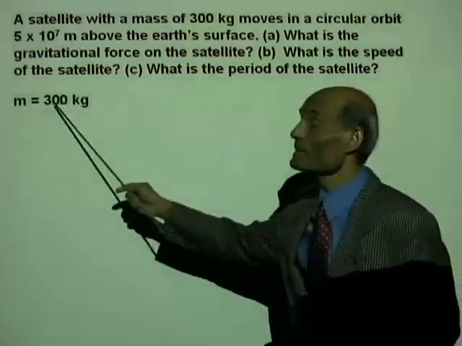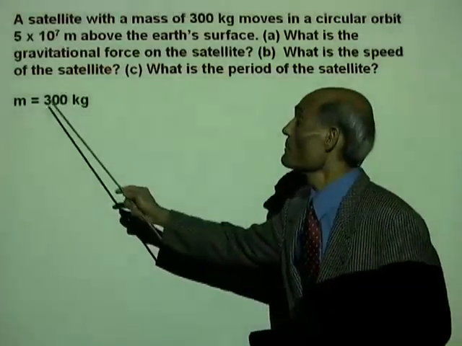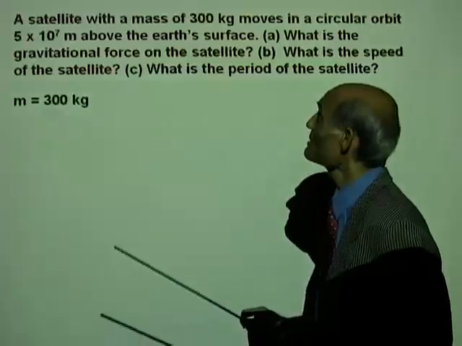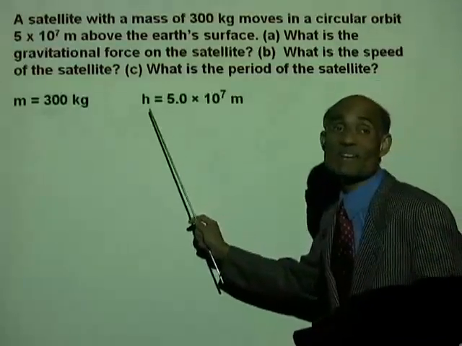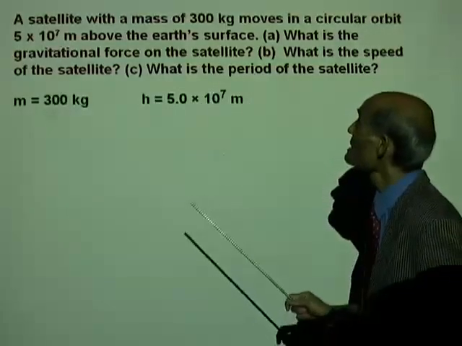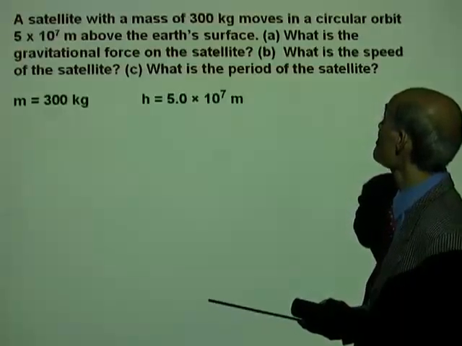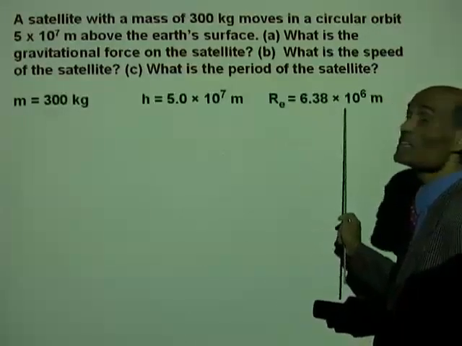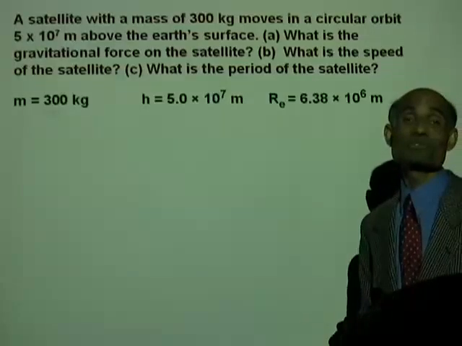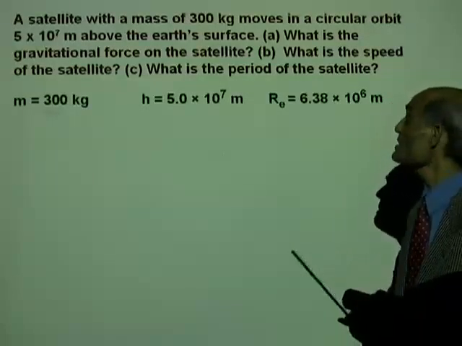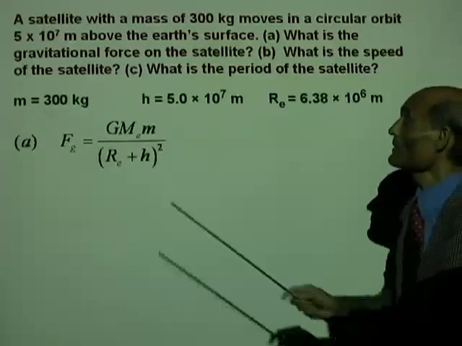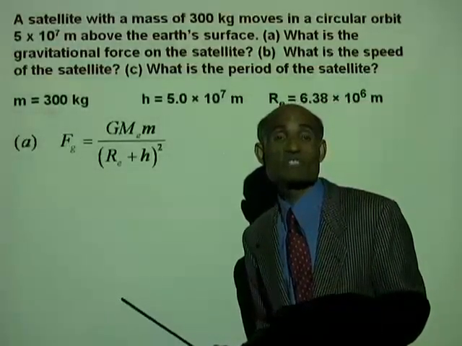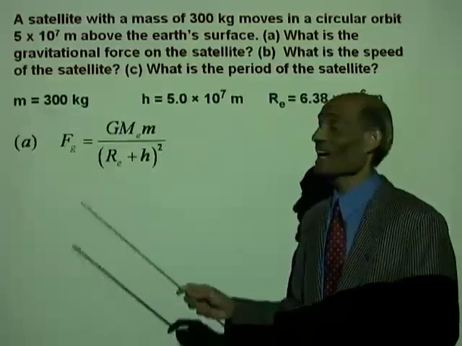Well, let's take the data. The mass of the satellite is 300 kilograms. The height of the satellite is 5 times 10 to the 7 meter. And the radius of the Earth is the usual value, 6.38 times 10 to the 6 meter. First, what is the gravitational force on the satellite?